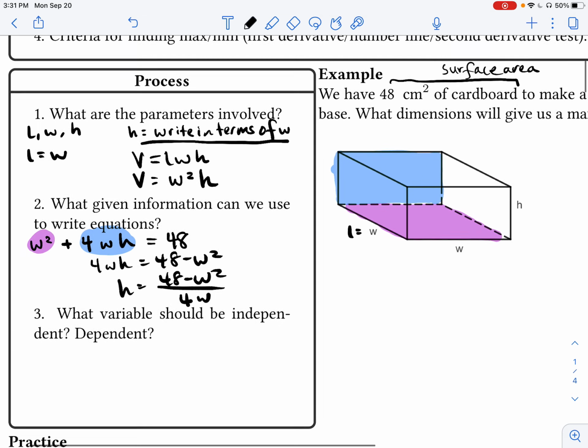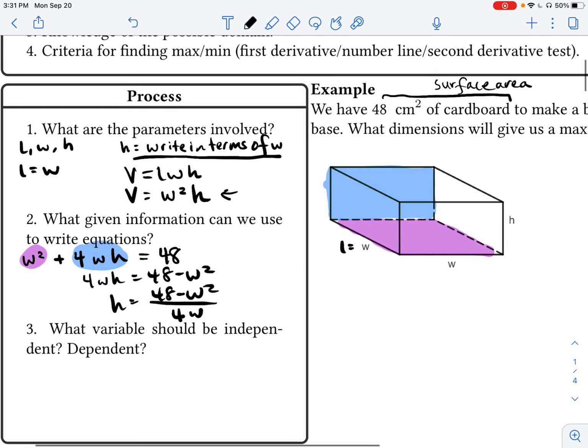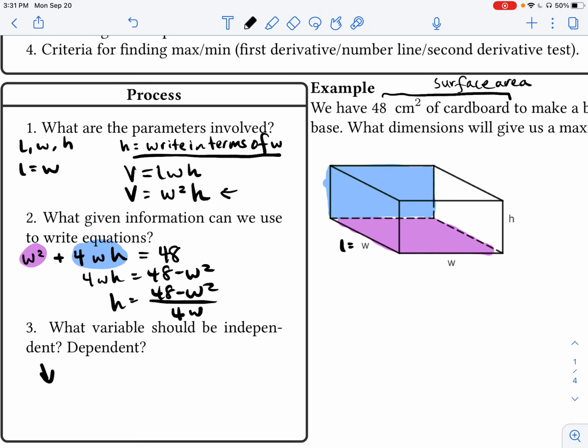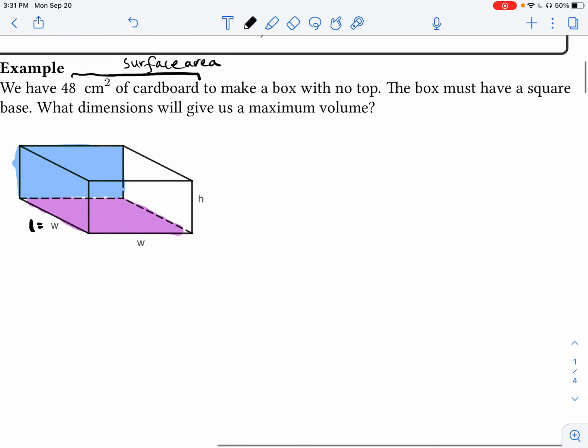Now we can write our entire function of volume in terms of just our independent variable, which is W. W is our independent variable. Our dependent variable is V because we're trying to solve for the volume. That is to say, volume is going to be dependent on whatever our W or our width is. So now that we have all that, let's go ahead and start trying to find that maximum volume.